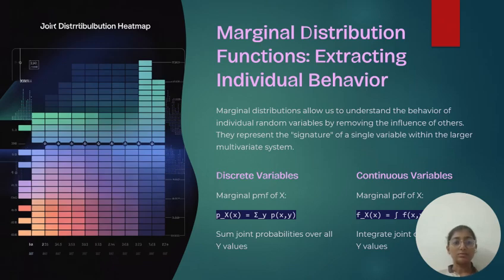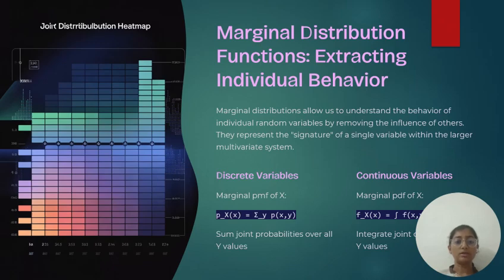Extracting marginal distributions. Marginal distributions provide the probability distribution of a single variable regardless of the values taken by the others, revealing its unique behavior within the joint system. Discrete case: the marginal probability mass function for a variable X is found by summing the joint PMF over all possible values of Y. That is, p_X(x) equals the summation over y of p_{X,Y}(x,y). This operation collapses the joint distribution along one dimension, leaving the distribution for X alone.